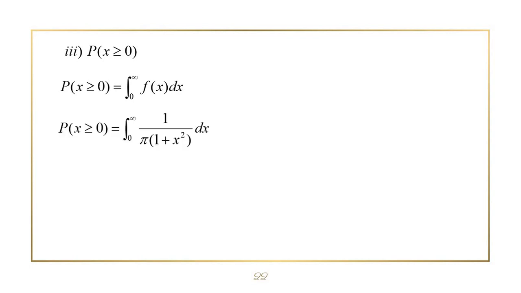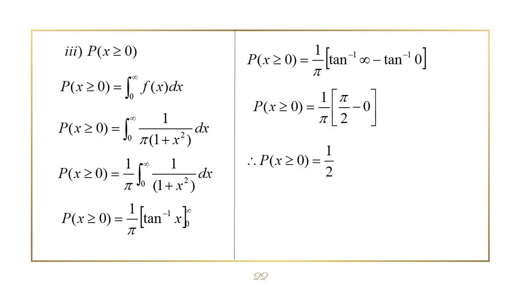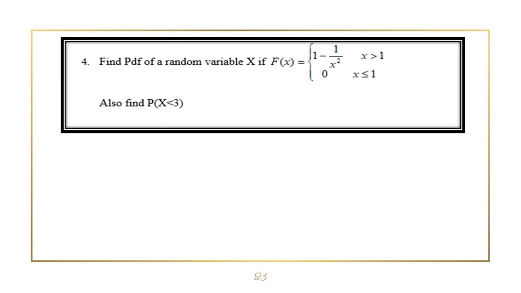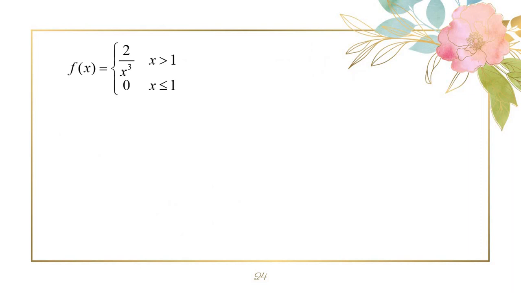Now we find this probability, that is, integrate our function f of x from 0 to infinity. So you get 0.5. Next, find the PDF of a random variable if the distribution function capital F of x is given. Also find the probability that x is less than 3. If the distribution function is given, we can find the PDF using the relation that the PDF is the differentiation of the distribution function. Differentiate the distribution function and you get the PDF. So this is our PDF.